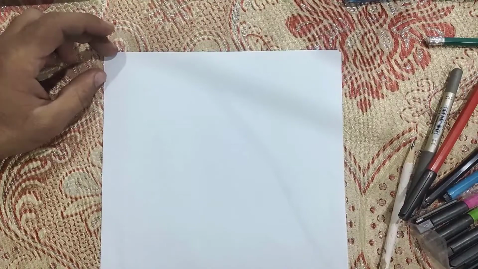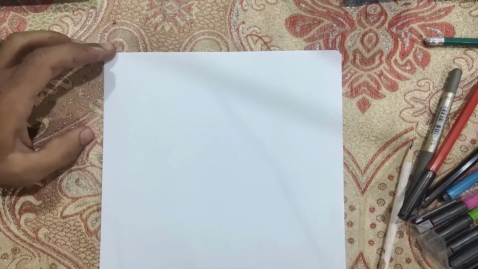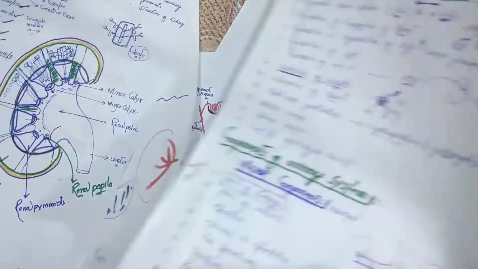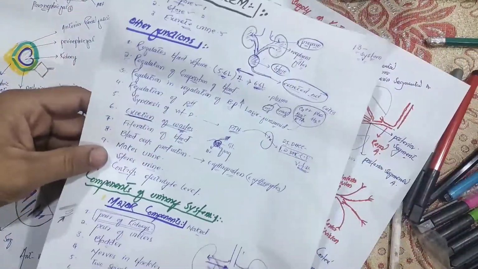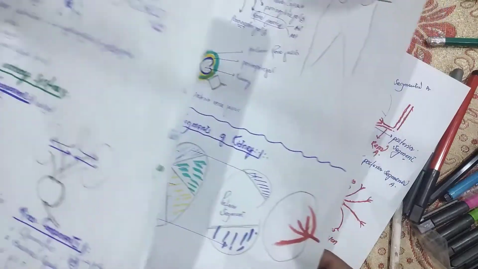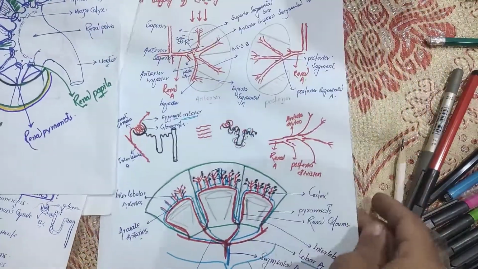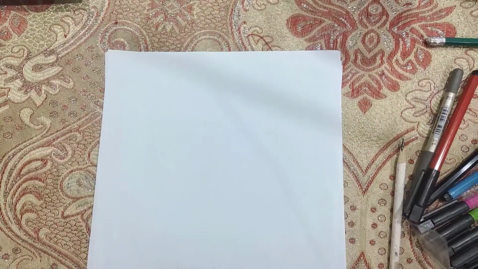We are discussing the urinary system, the anatomy of the urinary system, and these lectures are only related to its anatomy. These were our previous lectures: the introduction of the urinary system, then the components of the urinary system, then the coverings and segments of the kidney, the structure of the kidney and the blood supply of the kidney. I hope you have watched these lectures and learned something from them.